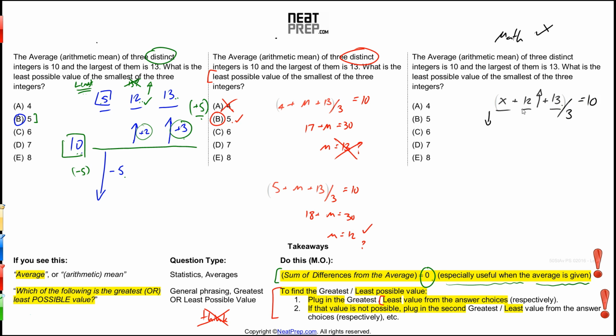x plus 12 plus 13, divided by 3, is 10. Always simplify. x plus 25 equals 30. x equals 30 minus 25. x equals 5.